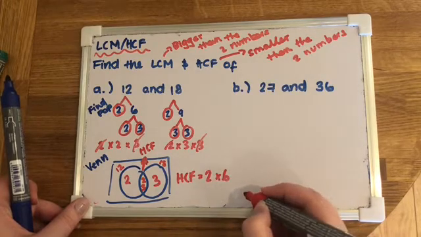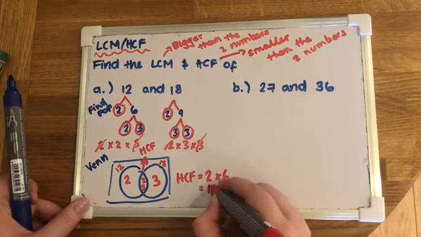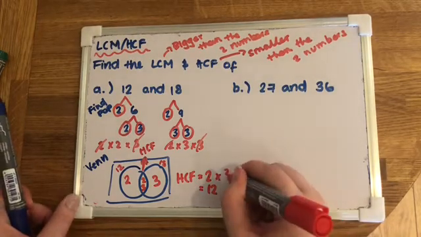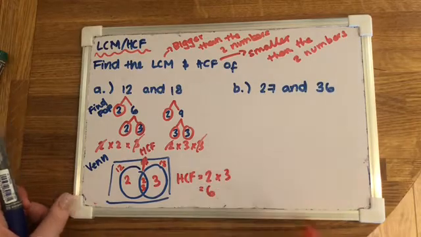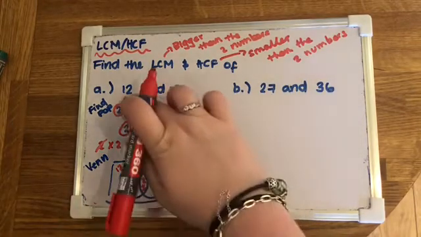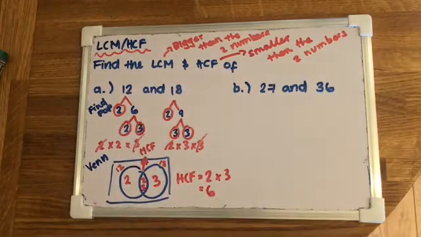So highest common factor is 2 times 6, which is 12. I didn't mean that. 2 times 3, which is 6. There we go. Okay, which is true. So if we think about 6 times 2 gives us 12, and 6 times 3 gives us 18.